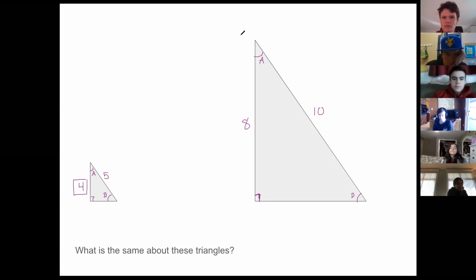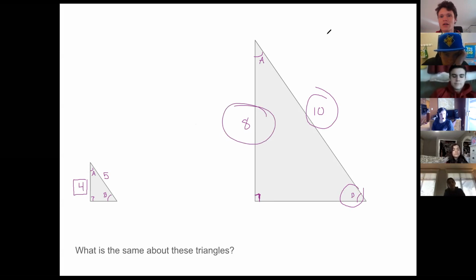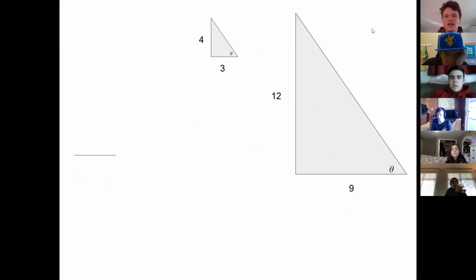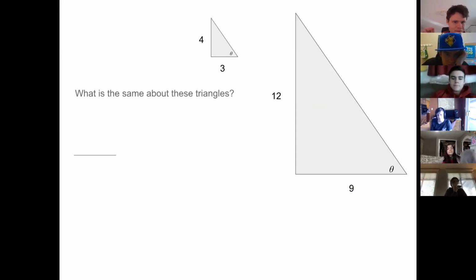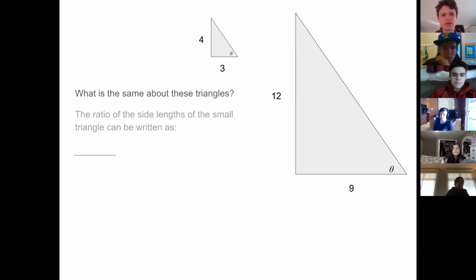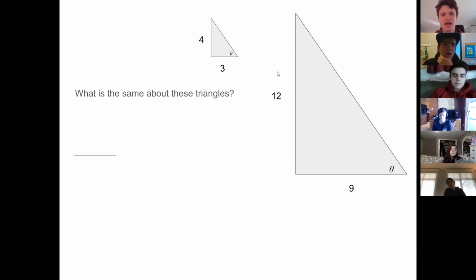This also gives us a hint that if I know an angle and one side, I should be able to figure out what the other side is. Let's see this in action. Let's say that we've got these two triangles here. What's the same about these triangles? Well, they have the same angles. They have the same ratios as well.